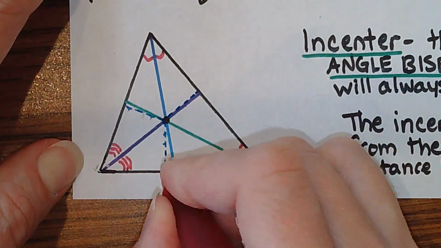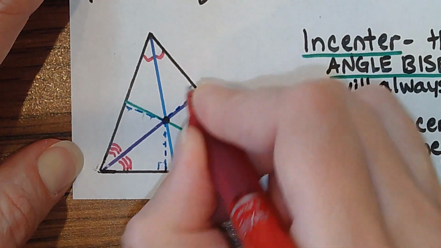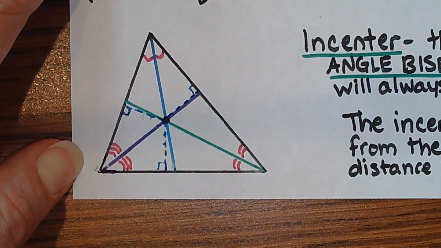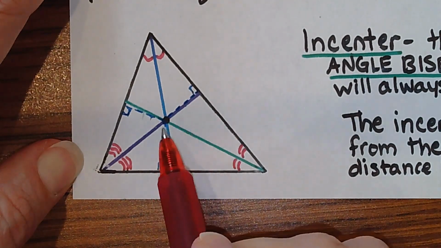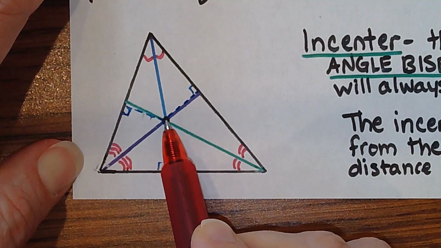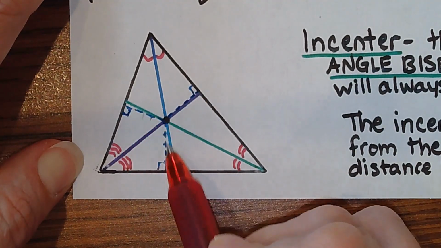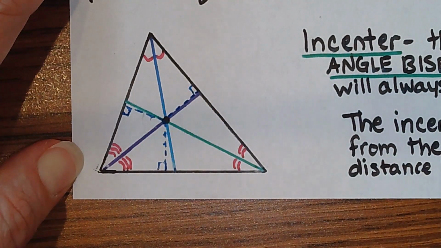Okay, so these are your perpendicular distances, the ones that are on the dotted lines. Those distances are the ones that are congruent. Okay, it's the same distance from the in-center to this side, to here, and to here. All of these dotted line segments would all be the same length.